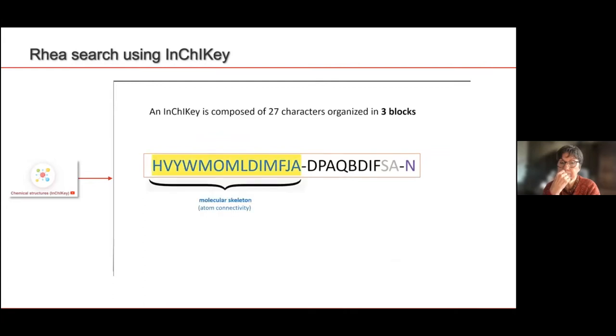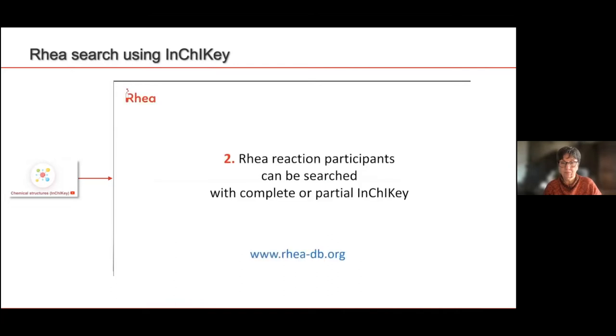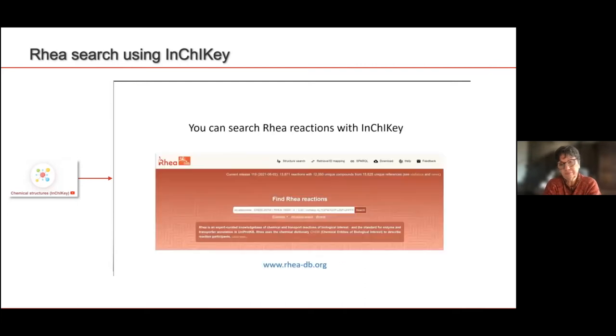The first block encodes information about the molecular skeleton and atom connectivity. The second, information about the stereochemistry, and the third block, information about the charge of the molecule. This representation of the chemical structure of molecules is mainly used in programmatic access. However, the Rhea website supports searches for Rhea reaction participants by complete or partial InChIKey using the simple and advanced search and the retrieve ID mapping service, interactively as well as programmatically.